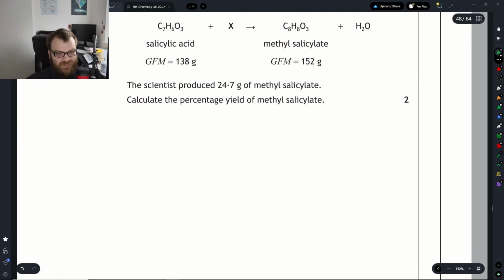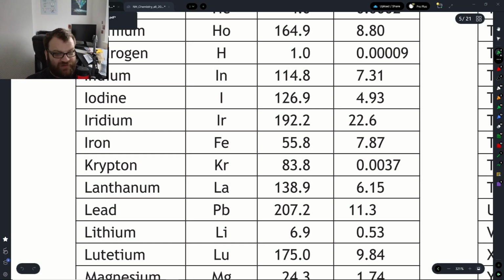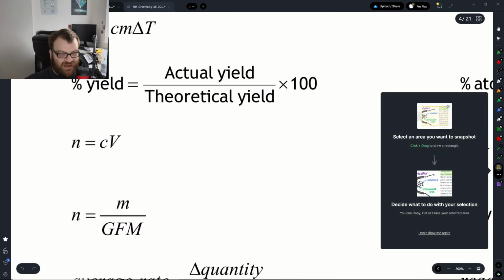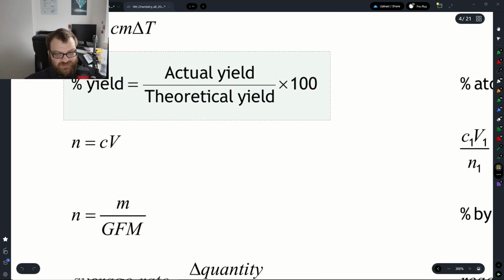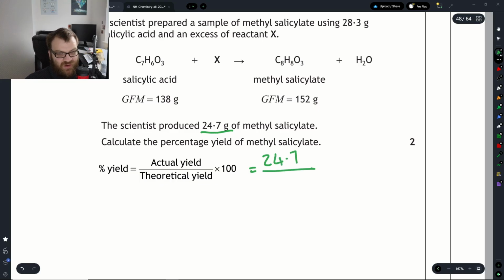Next one, asked about a percentage yield question. The data booklet tells us how to do that. So percentage yield equals the actual yield over the theoretical yield. The actual yield is what's produced in the lab. The question says that 24.7 grams was actually produced. You're going to need to work out the theoretical yield and then times it by 100. The key is the percentage yield is of a product. The methyl salicylate is.